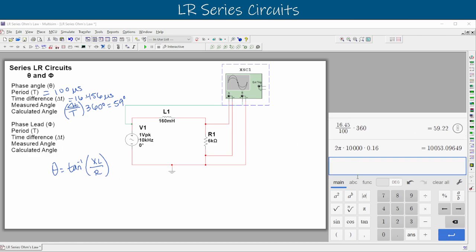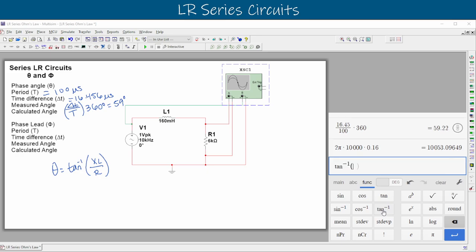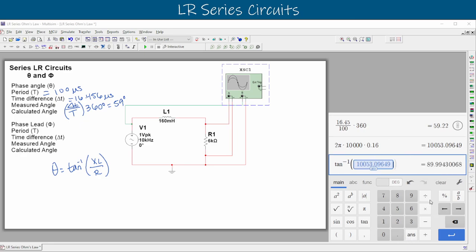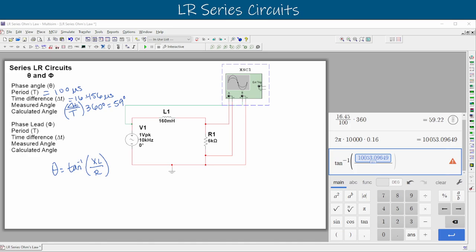So we'll say that we have the inverse tangent equation and we want our XL on top. So the previous answer we just had goes on top, and we'll divide that by our resistor, which we know is 6,000. That gives us 59.2. We can round it all the way down to 59. So now we know that they match, right? It equals 59 degrees, so they should match. If yours do not match, make sure that you have measured the correct side. Make sure you've gone down to that 0 axis line.